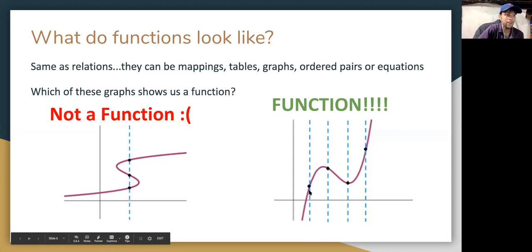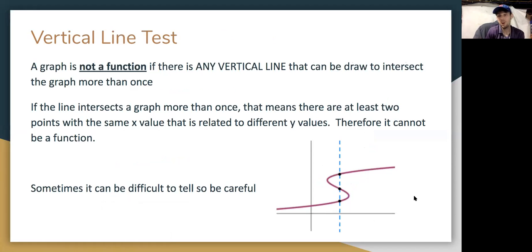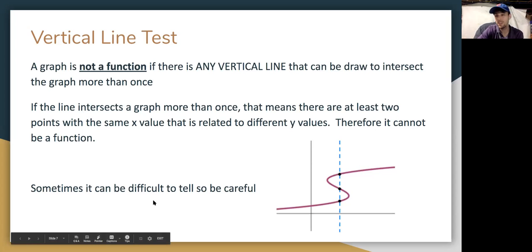So every x value is associated with only 1 y value, or related to only 1 y value. So it is a function. That's called the vertical line test. I already talked about it. Seems like you guys already know about it. I'm good to go.